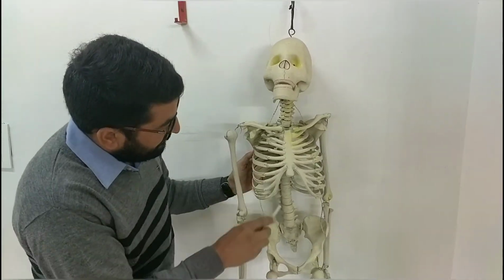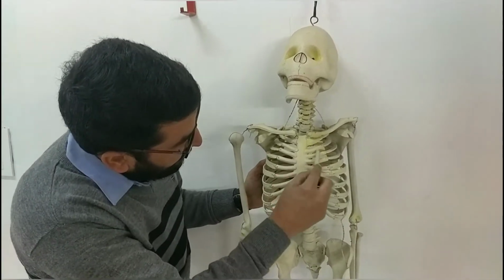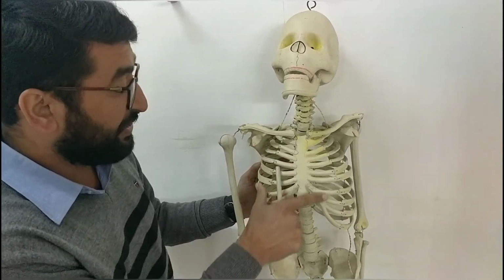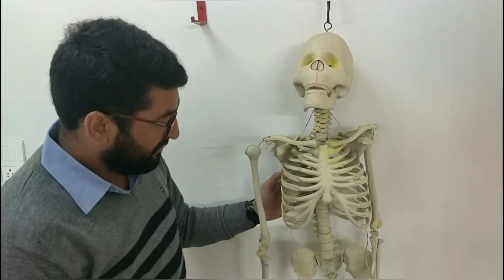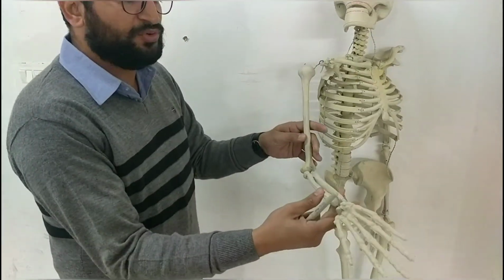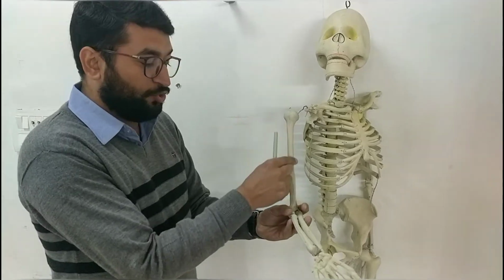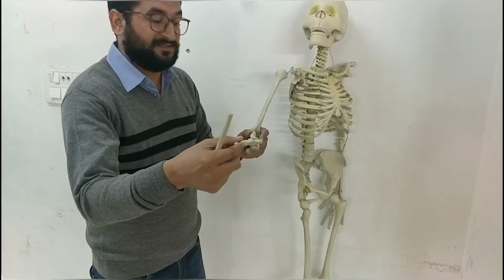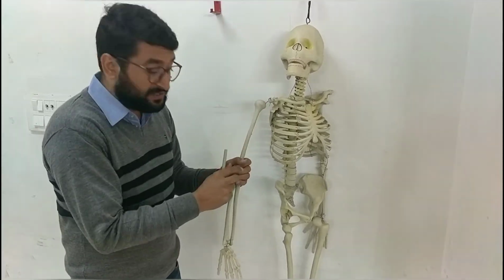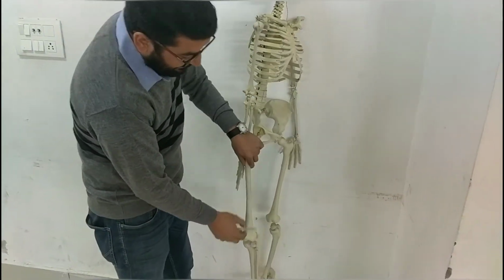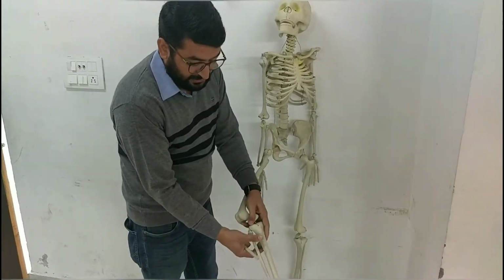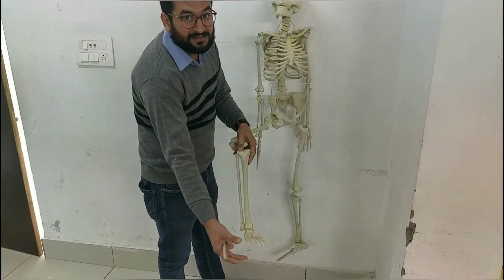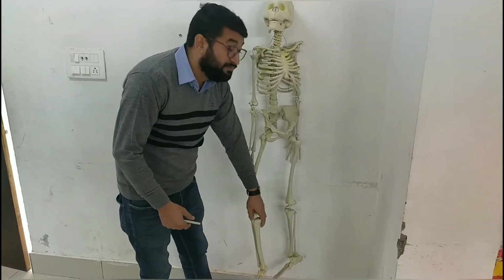Next is the ribcage. Look closely. This is the ribcage which protects the lungs inside it. Then the limb bones. These are the hand. This is the humerus, radius and ulna. These are carpals, metacarpals and hands. These are the forelimbs. And these ones are the hind limbs. Thigh bone. Then there are tibia and fibula. And these are tarsals, metatarsals and so on. So these are the limb bones.